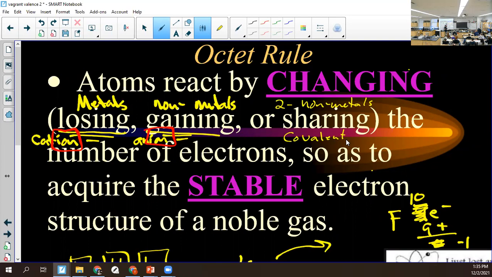Metals lose electrons if a non-metal is there to steal, and they form an ionic bond. But if there's no metal, they have to share.